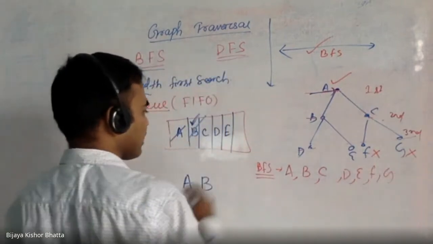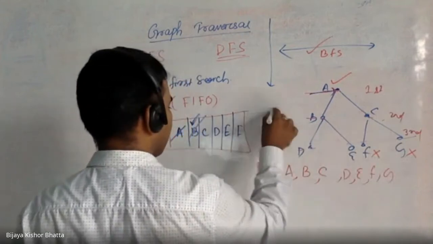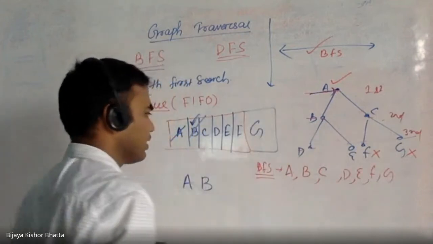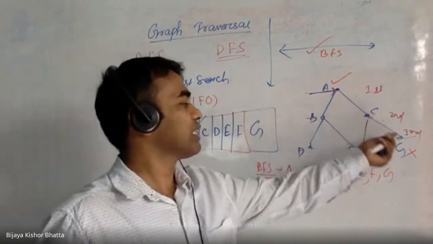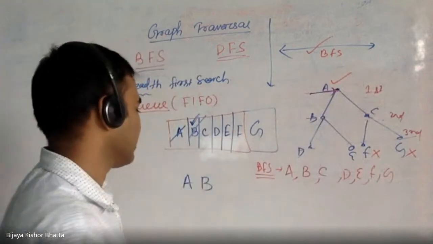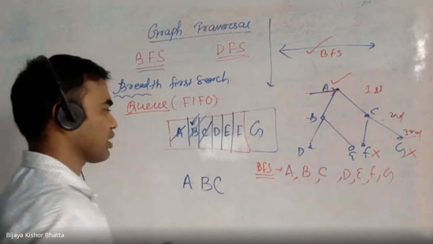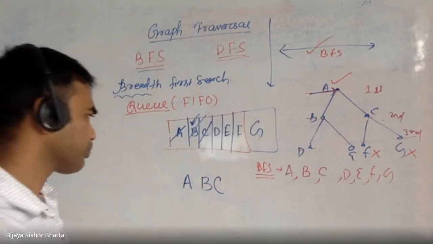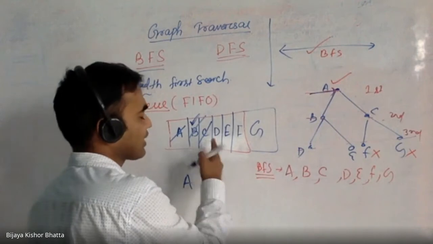So let me do one thing. Let me insert F and G. F will be inserted and G will be inserted. Now C is ready to be processed because all the adjacency vertices of C are now in the queue. So now I can process or delete C. Process means I can delete this one from the queue. Once this is deleted, I will fetch the next element from the front.